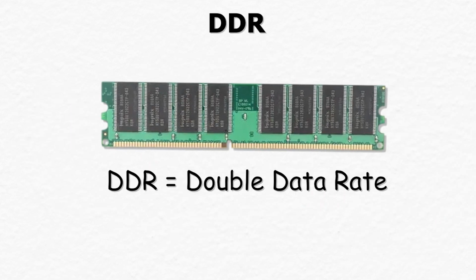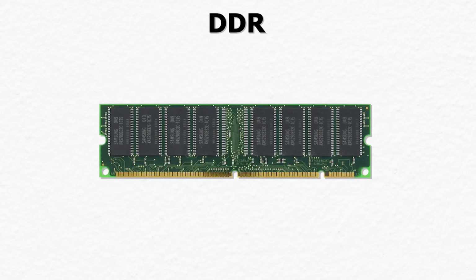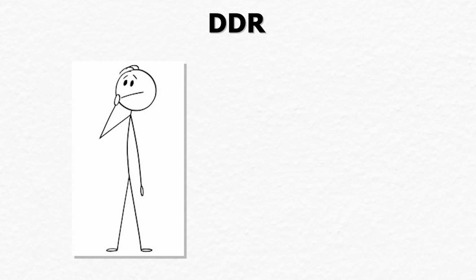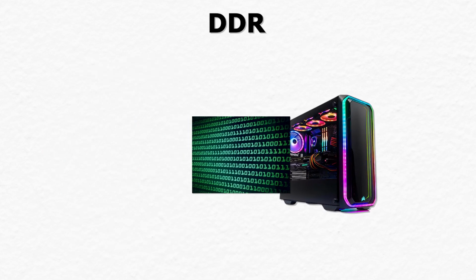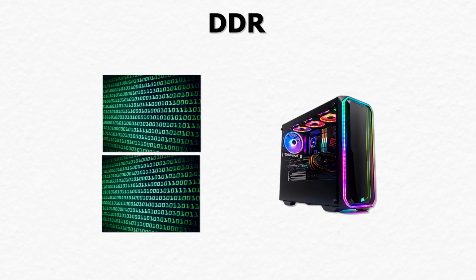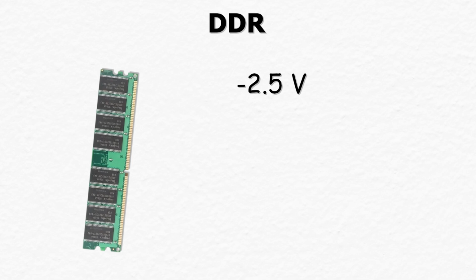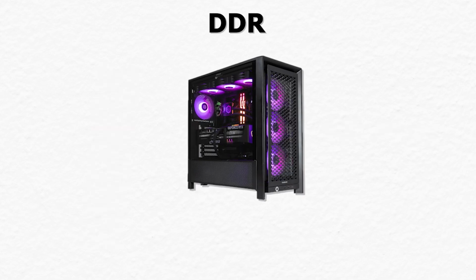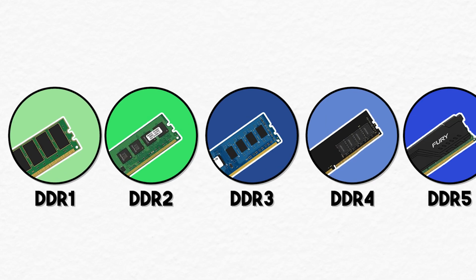DDR, the original double data rate memory standard, arrived in the early 2000s and replaced the older SD-RAM that computers had relied on for years. The key idea behind it was simple but powerful. Instead of transferring data once per clock cycle, it transferred data twice. DDR ran at voltages around 2.5 volts and offered speeds ranging from 200 to 400 megatransfers per second. By modern standards, it feels ancient, but at the time, it gave computers a meaningful jump in performance.